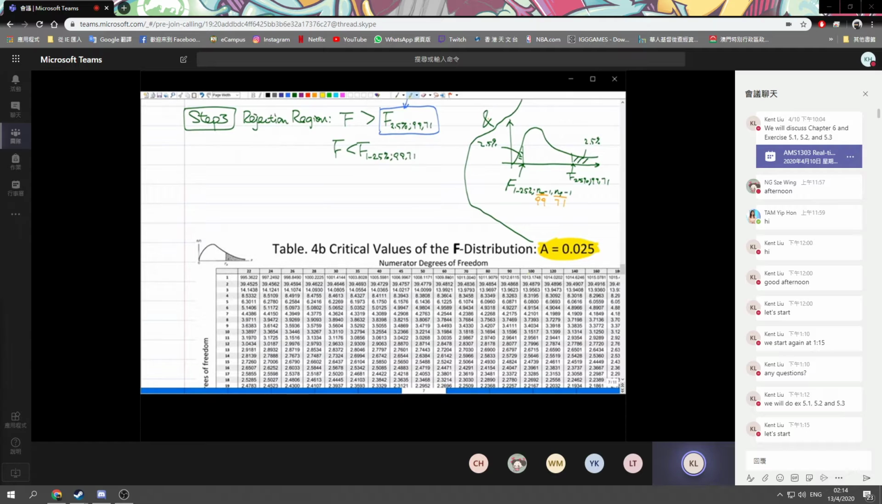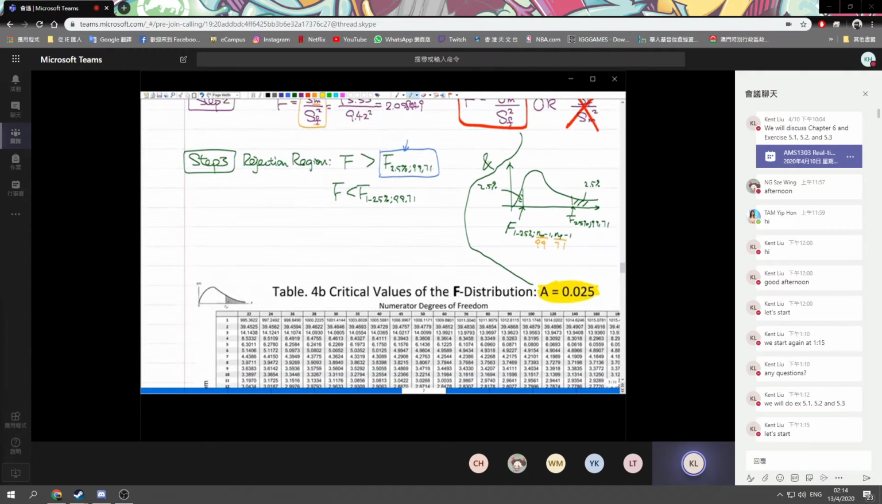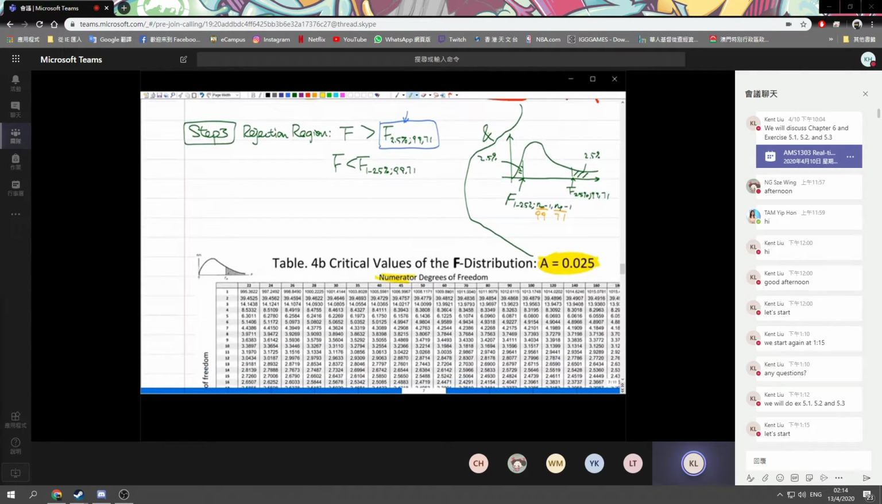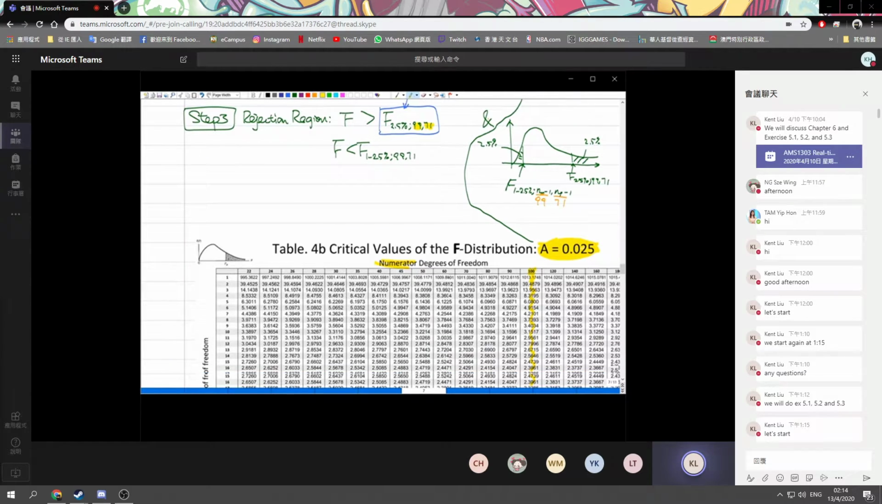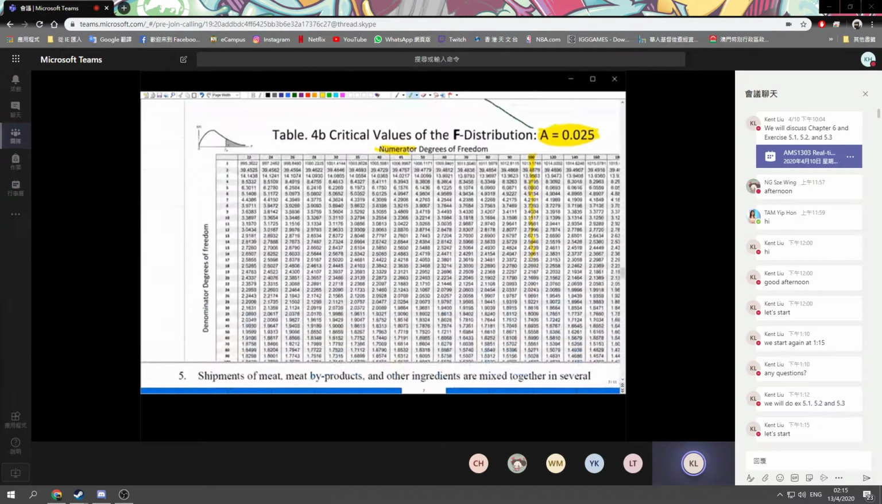Then next, you will identify the degrees of freedom. For the column, it tells us about the degrees of freedom in the numerator, and the first one is 99. We go to find 99, and 99 is not here, so we pick the closest one, which is 100. Next, we find the second degrees of freedom, which is 71. We scroll down until we see 71, and here we don't have 71. Instead, we have 70, so we pick the closest one, which is 70.